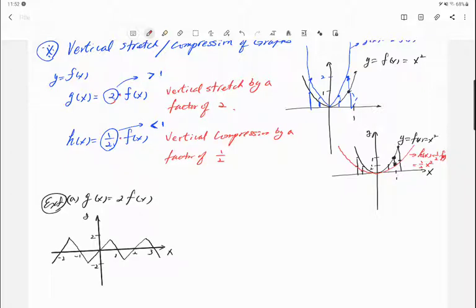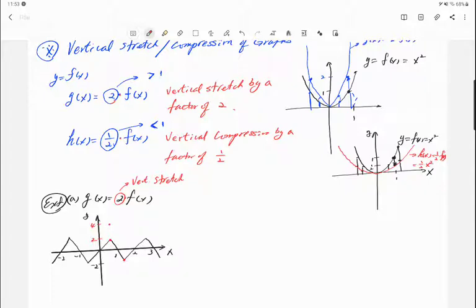Okay, next example is this. Now f of x, the y value is multiplied by 2. So we are doing what? Vertical stretch, right? This is a vertical stretch by a factor of 2. So each y value is increased by what? 2, right? Okay, this value is 2. So this one is multiplied by 2, so that becomes 4. So this point will be moved to here.